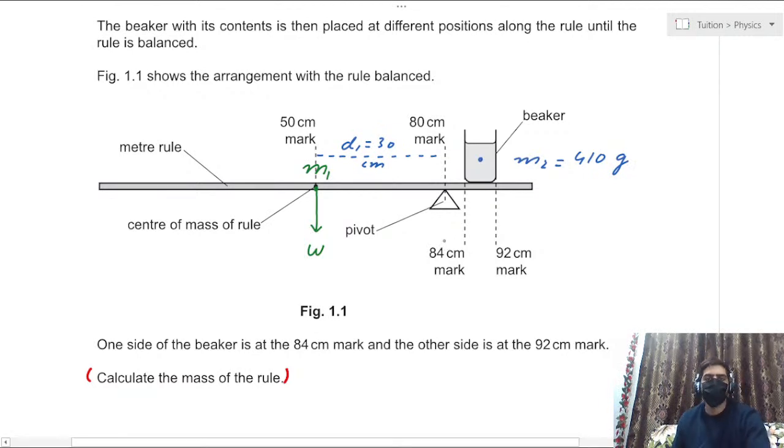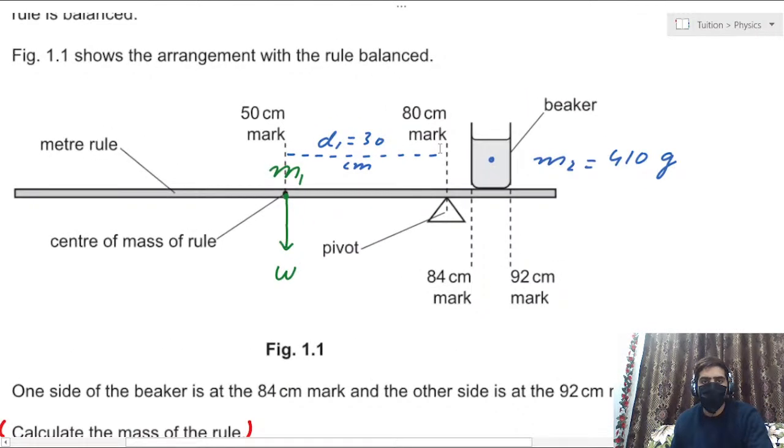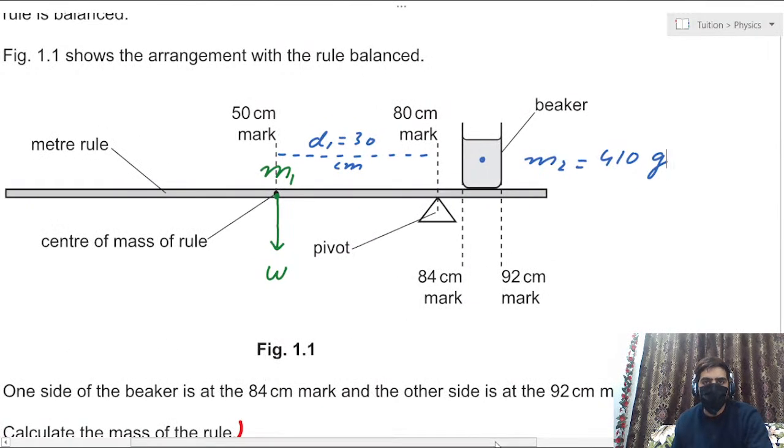410 grams was the mass. Now the most tricky part would be, what is the distance of the center of the beaker from the pivot? I repeat, what is the distance of the center of the beaker from the pivot?